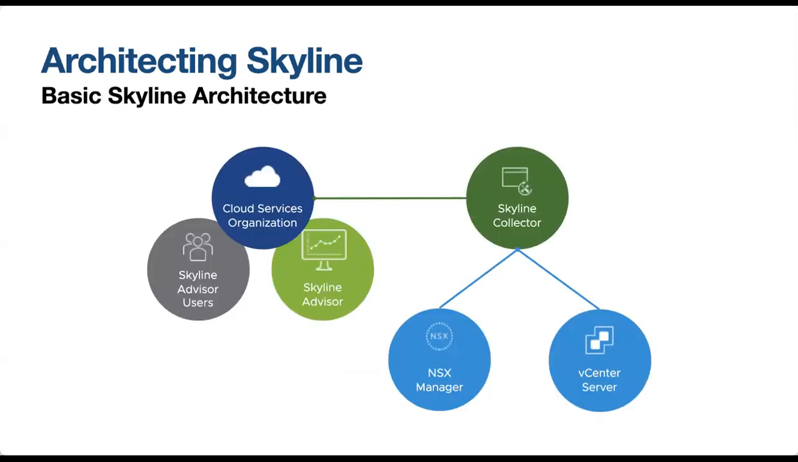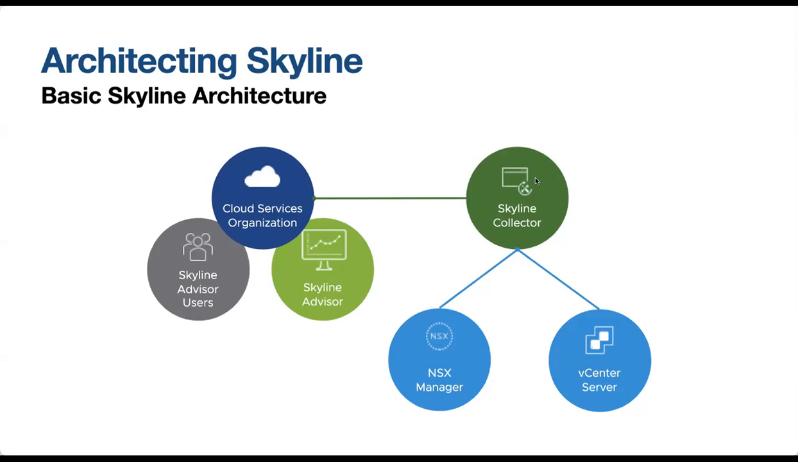Architecture, real quick. Again, I want to mix in as many technical details as I could and stay away from the marketing as much as I could. This is a very high level, basic architecture. So we have the cloud services organization that you'll create. A component of that is users. That could be many service users, but for the purposes of Skyline, it's your Skyline Advisor users and the Skyline Advisor service. Those two components in particular reside as part of that cloud services organization.